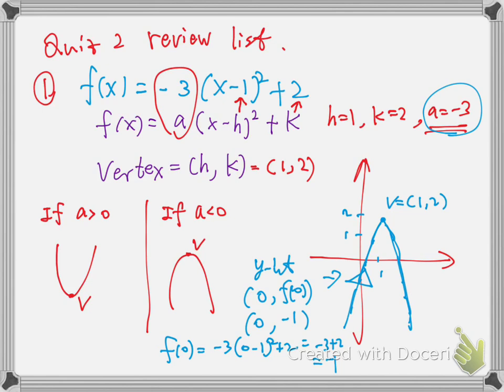So you have to know this formula. It's a times (x minus h) squared plus k. You can call this the vertex form of the quadratic function, because it's given (h, k), the vertex. Okay, so that's the first case. Second case, you are given the standard form of a quadratic function.